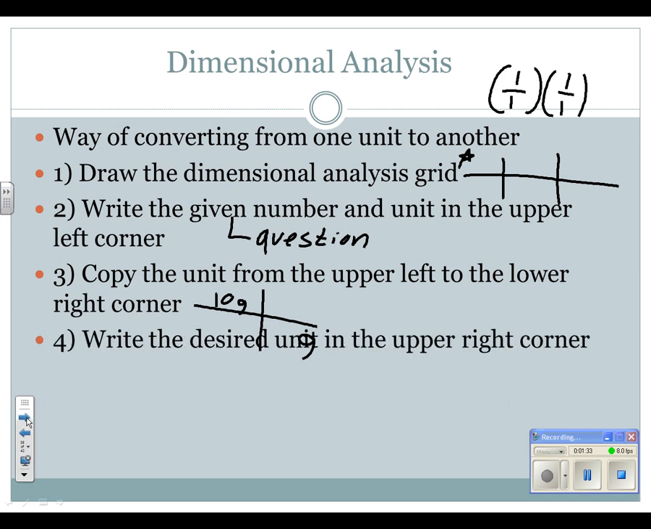Step 4, write the desired unit in the upper right corner. Say I want to go from grams to kilograms. So 10 grams, and I want to go to kilograms. That's where I would be right now.